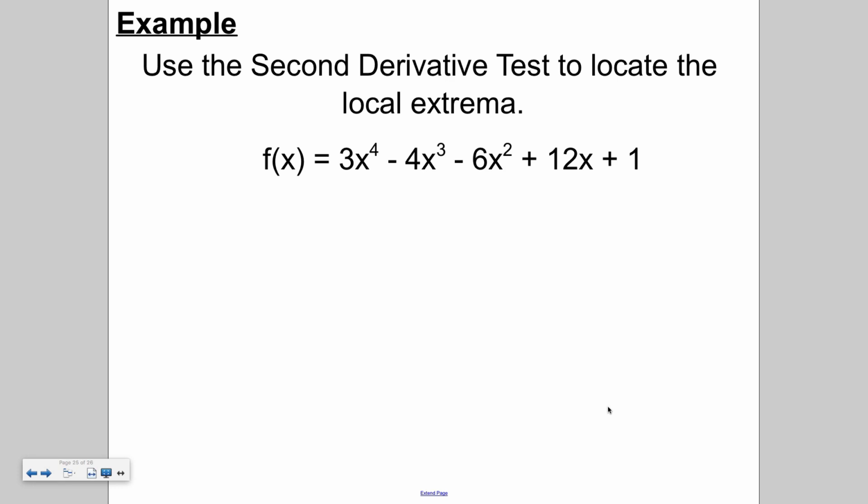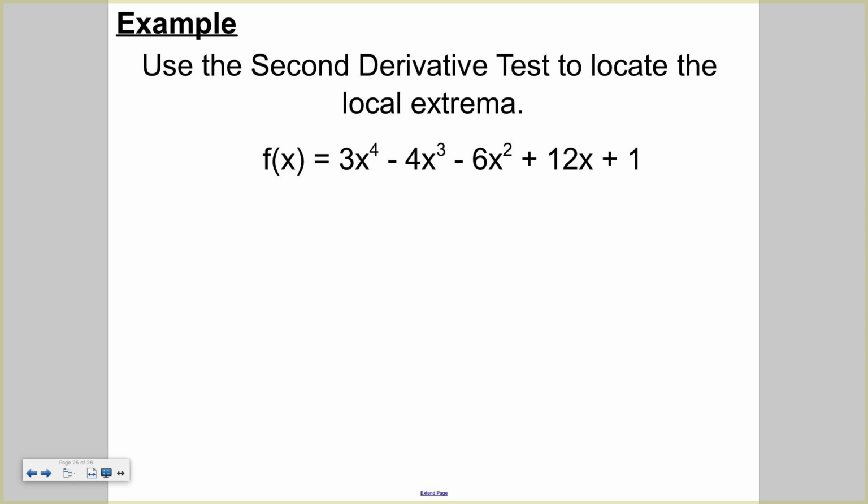Alright, so let's look at an example. Use the second derivative test to locate the local extrema. And look, we have our friend 3x to the fourth minus 4x cubed minus 6x squared plus 12x plus 1. And we've already done all of the work for this guy, so we now just have to put the pieces together and analyze the results.